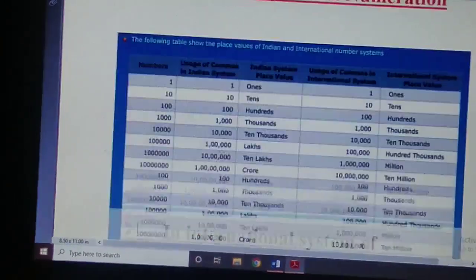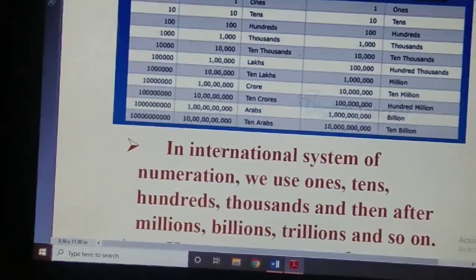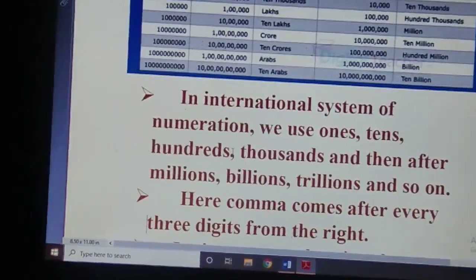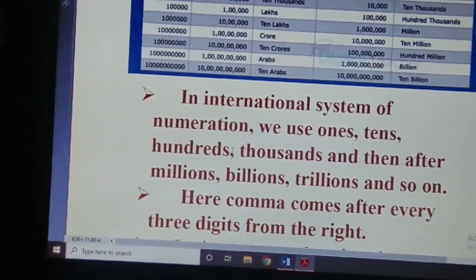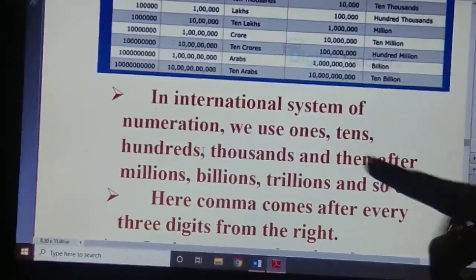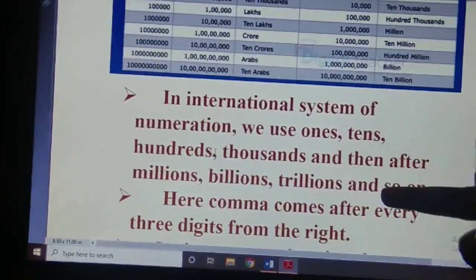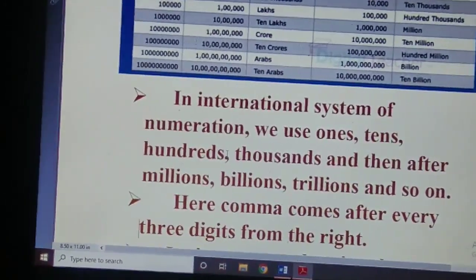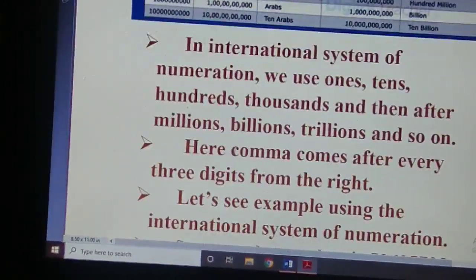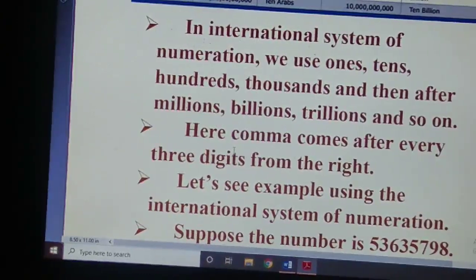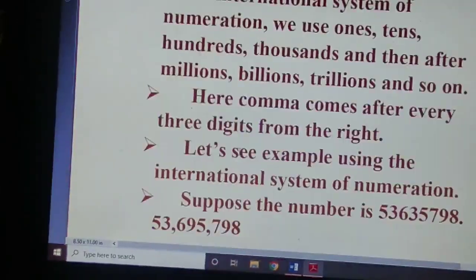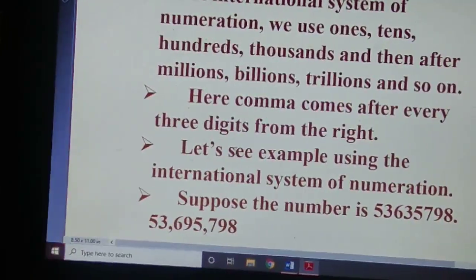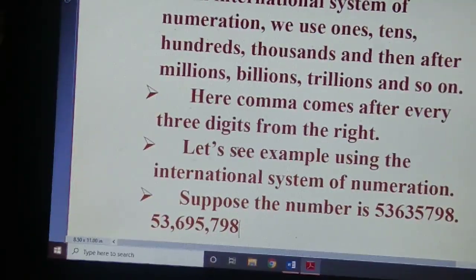Now we will see the international system. In the international system of numeration, we use ones, tens, hundreds, thousands, then millions, billions, trillions and so on. Here commas come after every 3 digits from the right. Let us see the explanation using the international system of numeration.